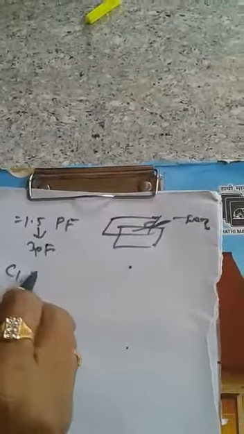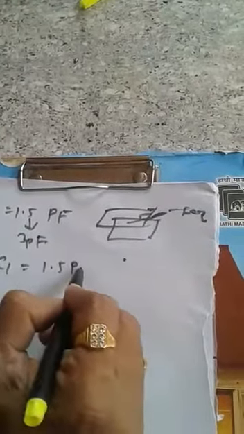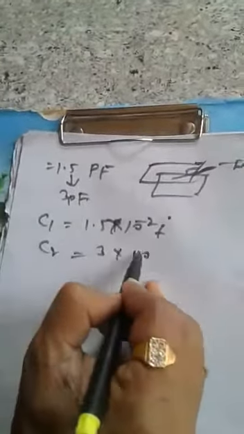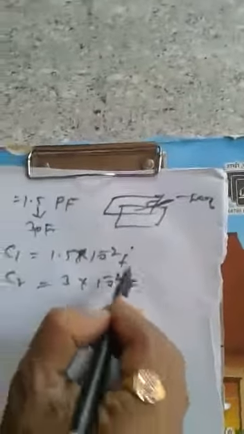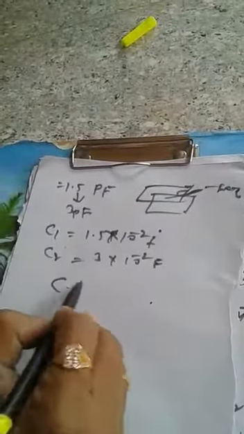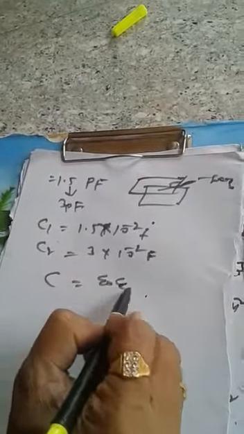So C1 is given as 1.5 picofarad. Pico means 10 to the power of minus 12 farad. And C2 is equal to 3 into 10 to the power of minus 12 farad, it is given. Now the formula for C is equal to epsilon naught into epsilon r into S divided by D. This is C1.